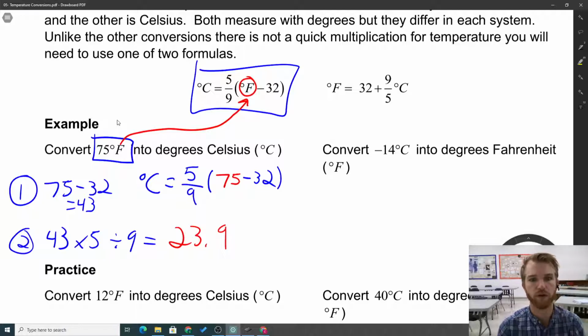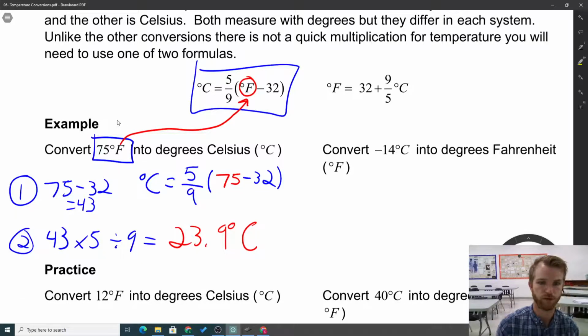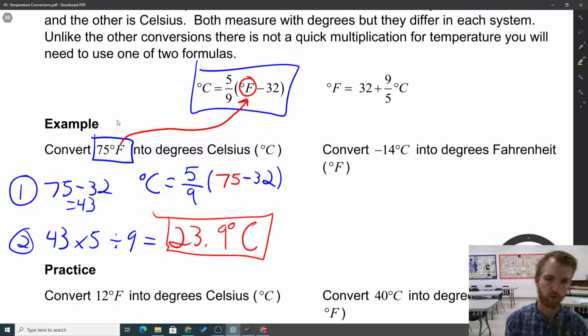And 23.9 what, right? It's important to put our units down so we remember what we were doing. We took 75 degrees Fahrenheit and turned it into Celsius. So our answer is 23.9 degrees Celsius. That is what 75 degrees Fahrenheit is. If somebody says it's 75 degrees Fahrenheit, to us, that means it's basically 24 degrees Celsius outside.